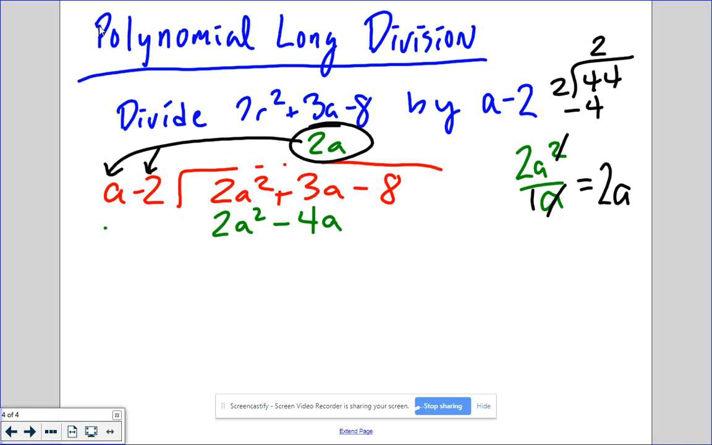Yes, based off the outside here. So I'm looking at the first term and the first term. That was it. Yep. Are we good there so far? I think so. Okay. Now, what did I do here?